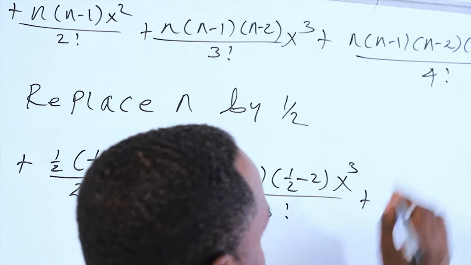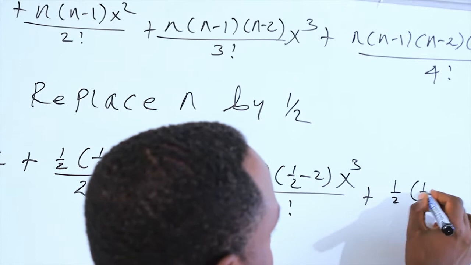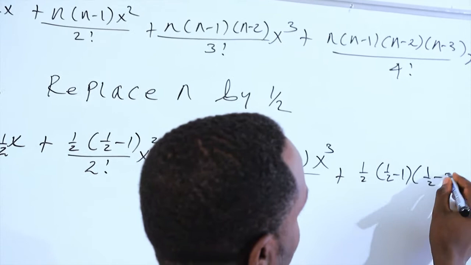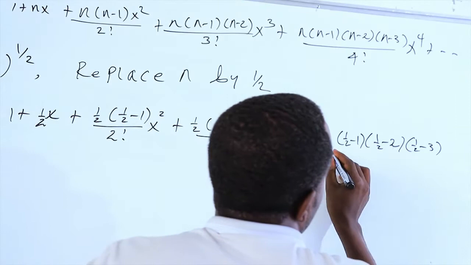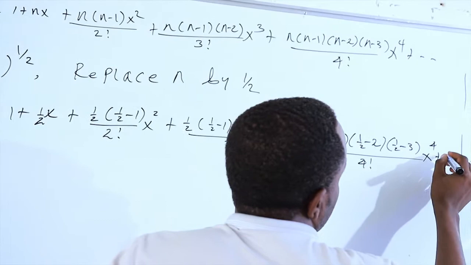Therefore, here we can say 1 over 2 times (1 over 2 minus 1) times (1 over 2 minus 2) times (1 over 2 minus 3), over 4 factorial, times x to the power of 4, plus, and continue in such a way.